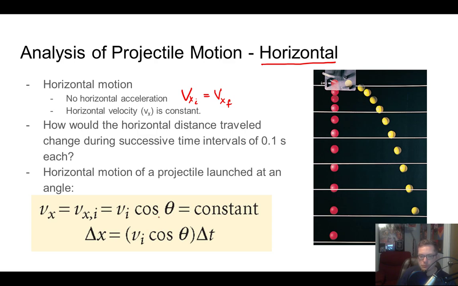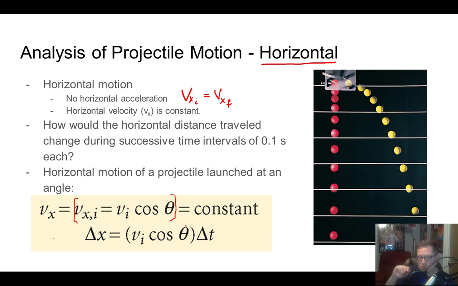Here's your math, and most of this stuff is just kind of more confusing. All you really need to know is this one right here, which is what we had on the last page: v sub x is equal to v sub x i.